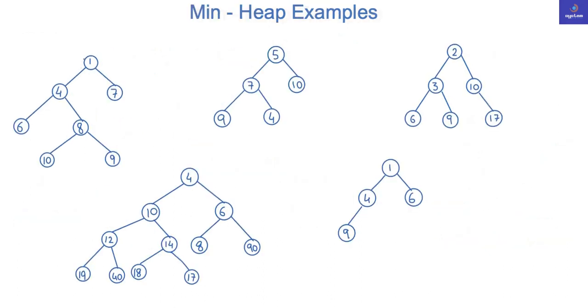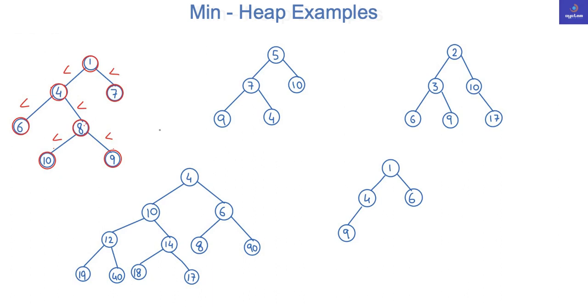Let's look at this example. Here 1 is less than 4, and 1 is less than 7. So 1 here follows the min heap property. Now let's look at node 4. 4 is less than 6 and 4 is less than 8. So 4 also follows the min heap property. 7 is a leaf node, so it follows the min heap property. 6 is a leaf node. Let's look at this one. 8 is less than 10 and 8 is less than 9. So this also follows the min heap property. 10 is a leaf node and 9 is a leaf node. So all the nodes in this tree follow the min heap property.